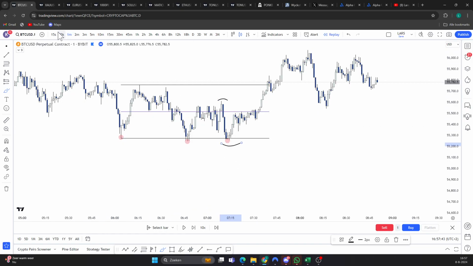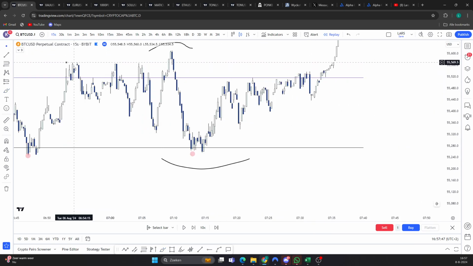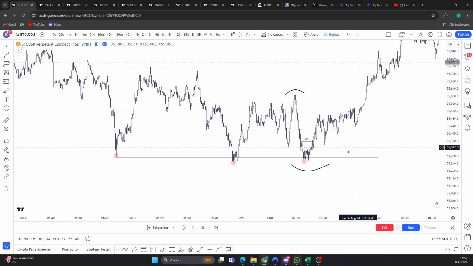Maybe on the 15-second we had one. Let's check. Yeah, on the 15-second you had a structure break back to bullish right here. And that's why you can scalp it as well on the second time frame.